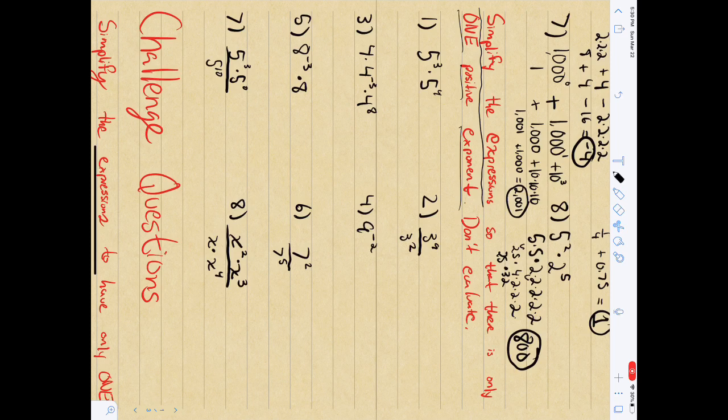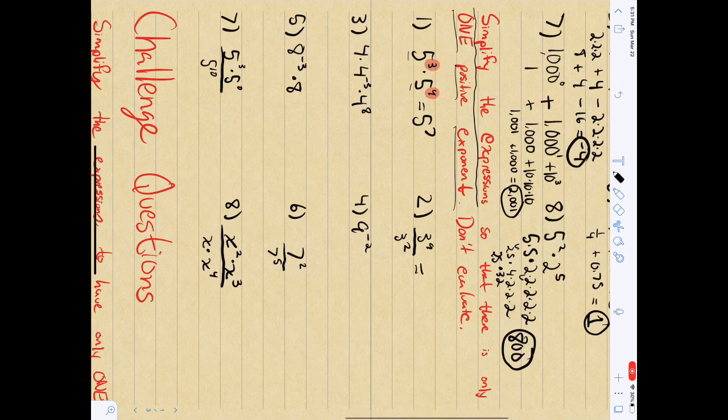Okay, so right here we have 5 to the 3rd plus 5 to the 4th. That means we're going to add these exponents because they have the same base. So you'll get 5 to the 7th. Right here, we're going to use the quotient rule. We have the same base here of the 3's. So then we're going to subtract the exponents. So we'll get 3 to the 9 minus 2, and that's just 3 to the 7th.